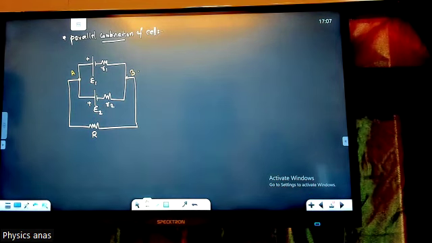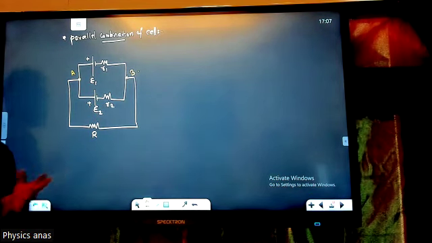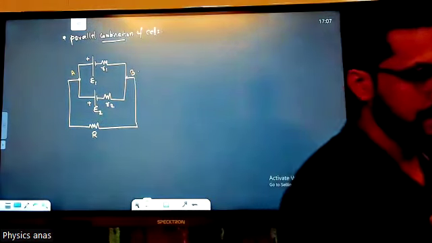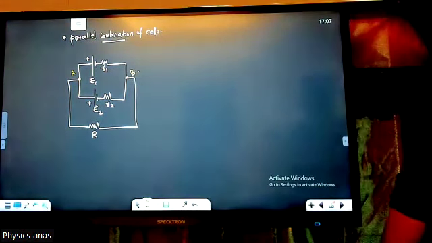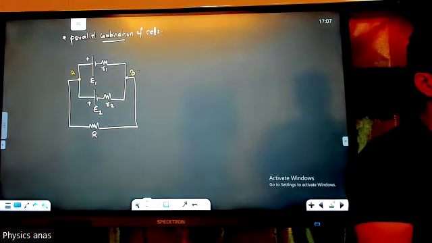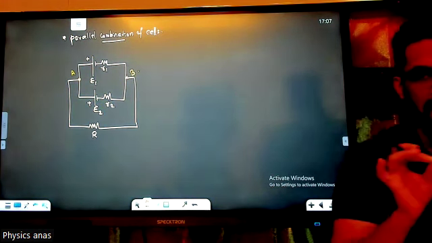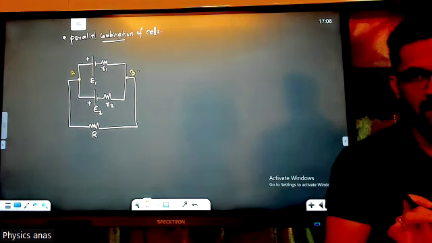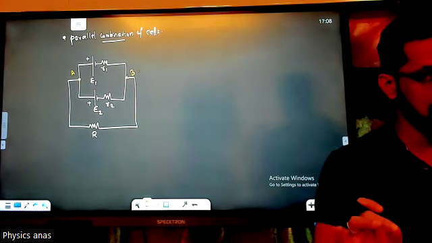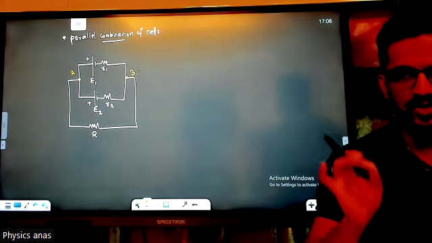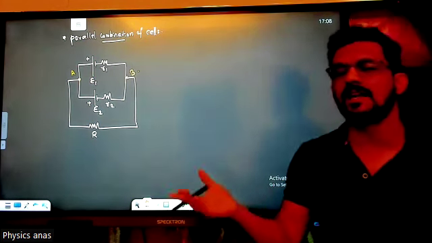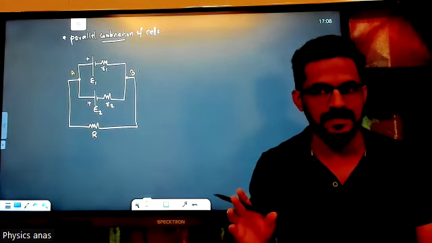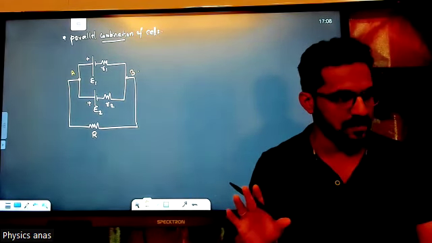E2 and R2. Are they equal or different? No, they will be equal, because voltage is experienced on terminals. Voltage is experienced between two terminals. How many terminals are there? Only two terminals. Only one pair of terminals.